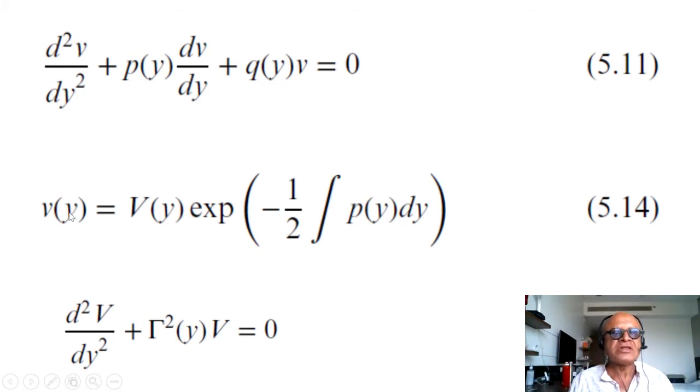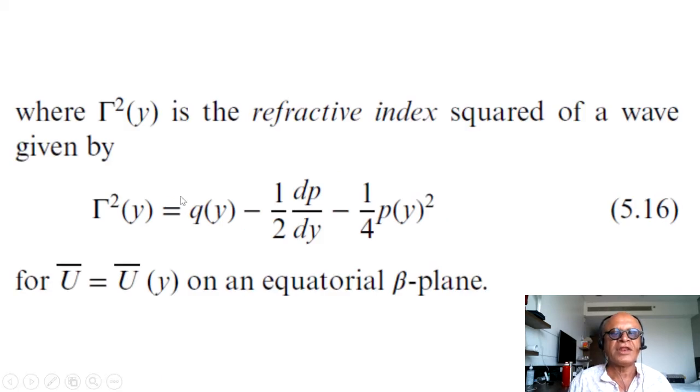So in this case we had written the meridional perturbation velocity as some Vy times exponential of minus 1/2 integral of Py dy, where Py is the coefficient of this equation that we had looked at in the last podcast. The equation d squared v dy squared plus gamma squared y v equals 0 is again the harmonic oscillator, and becomes different when there is no basic state, just becomes a Laplacian. Gamma squared y is the refractive index, which is this complicated looking thing.